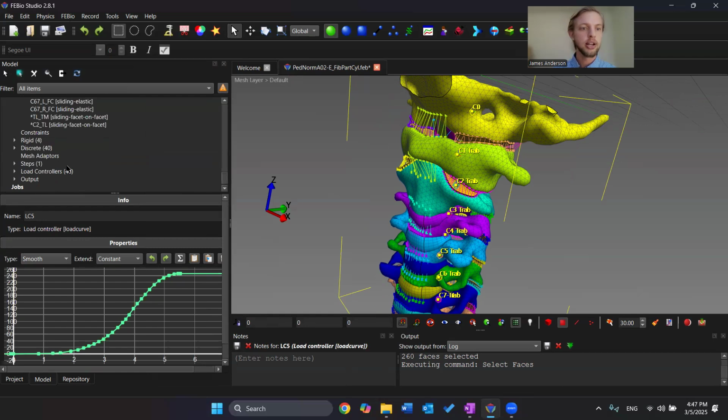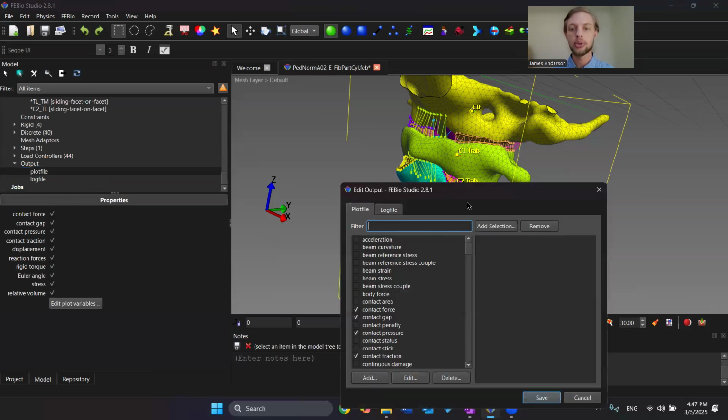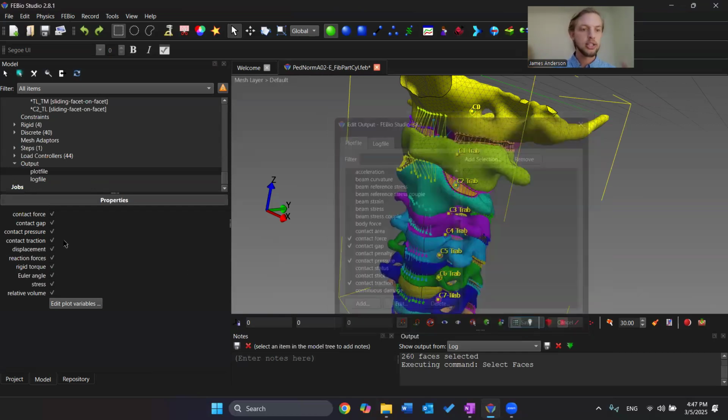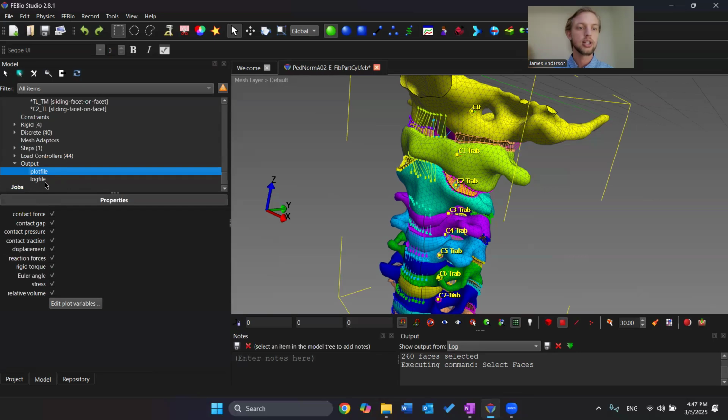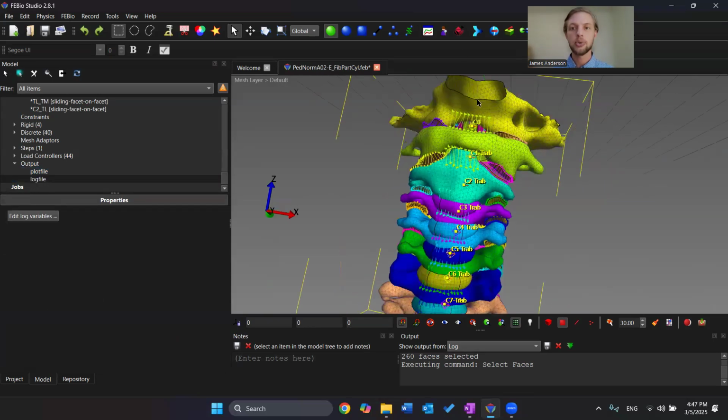All right, and then from there, we do have some things added to our output. You can right click on the plot file, like our xplot file, which is our output. And so we can change the output parameters. We can say edit output, and there are all these different options for what we might want to include. And for our purposes here, this list is what we need. You can also do the same for the log file. That's the model, and we can go ahead and run.